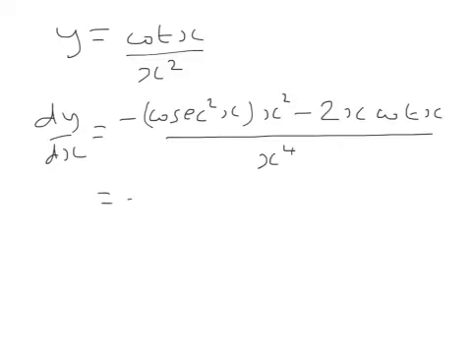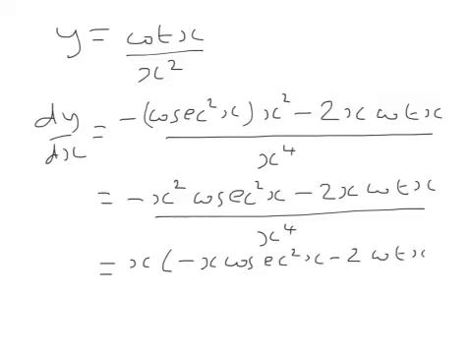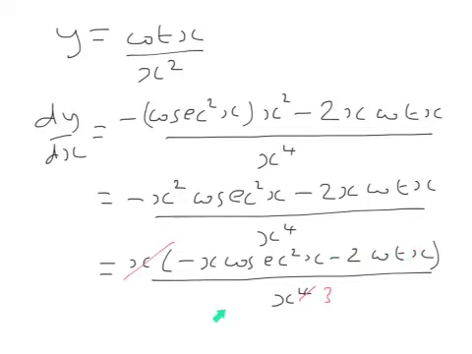Let's just tidy that up slightly. It's minus x squared cosec squared x minus 2x cot x all over x to the power 4. x is a factor at the top, so it's minus x cosec squared x minus 2 cot x, x to the fourth at the bottom, so that goes with one of those. So then I've got that part over x cubed. But the answer then is minus x cosec squared x minus cot x over x to the power 3.